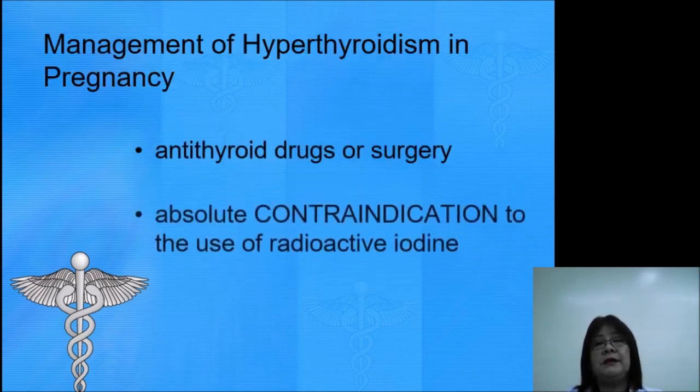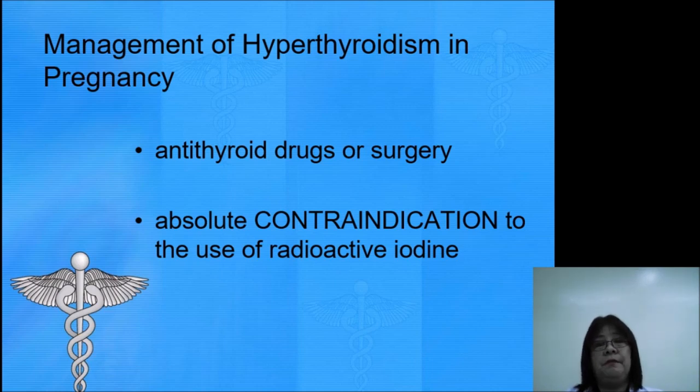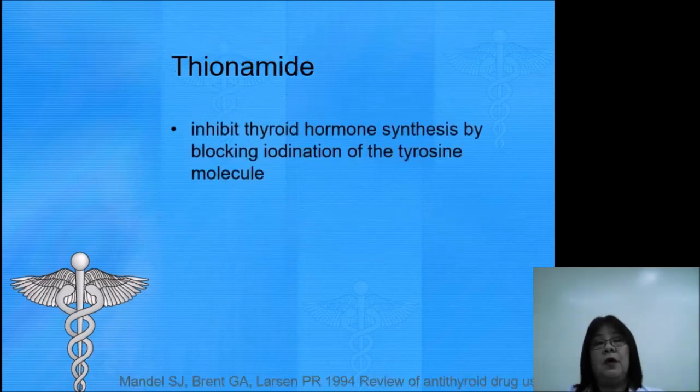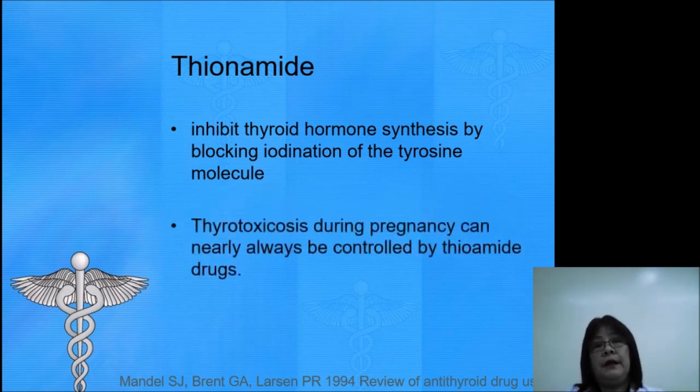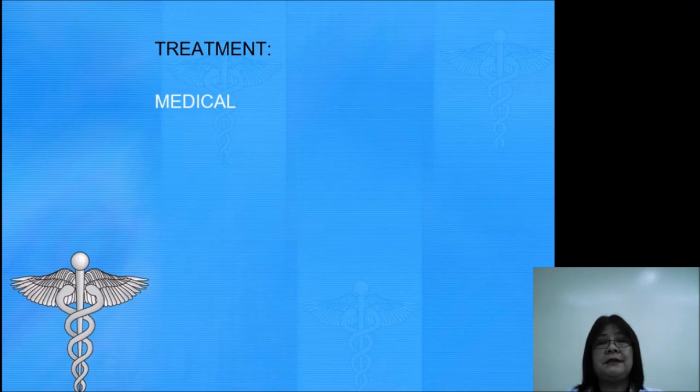How are we going to manage hyperthyroidism? This is by giving anti-thyroid drugs or surgery. But please remember that radioactive iodine is definitely contraindicated during pregnancy. What are the thionamide drugs that are available? Their mechanism is that they inhibit thyroid hormone synthesis by blocking iodination of the tyrosine molecule. Thyrotoxicosis during pregnancy can usually be controlled by these thionamide drugs.